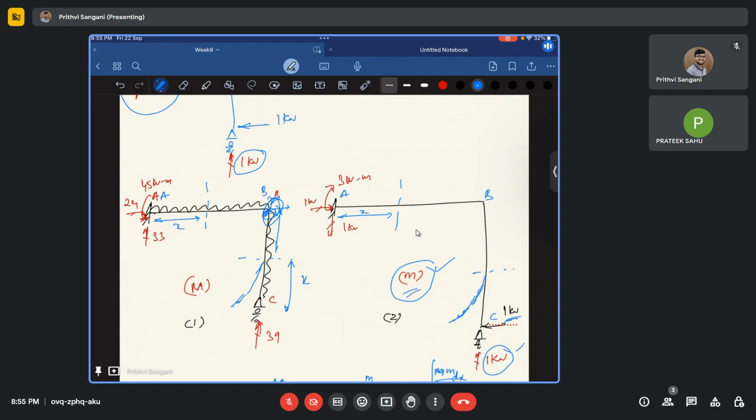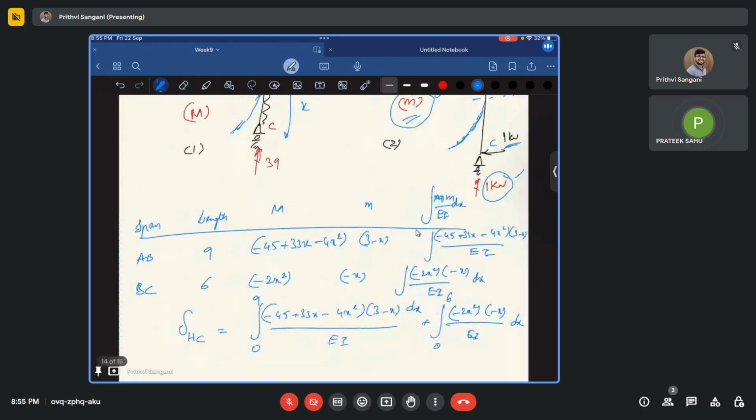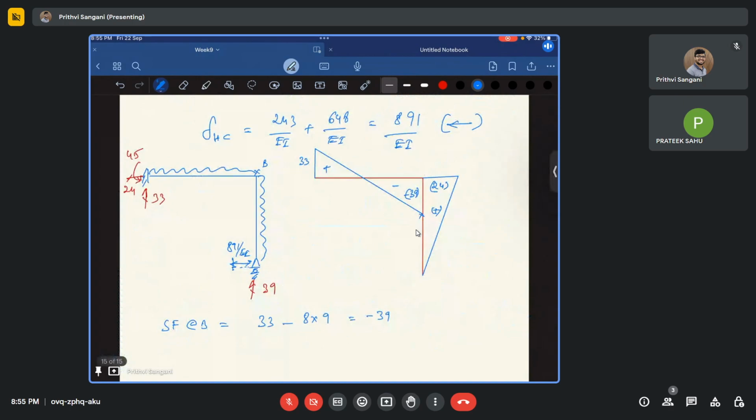From the support reactions, you formulate your small m and capital M, and once you have found those, you will use the integral of capital M small m by EI dx to find your delta Hc, the horizontal displacement.